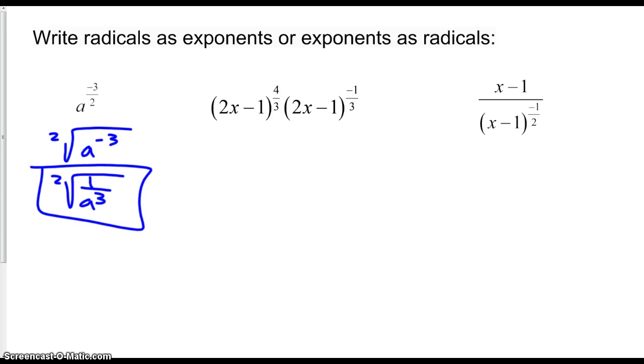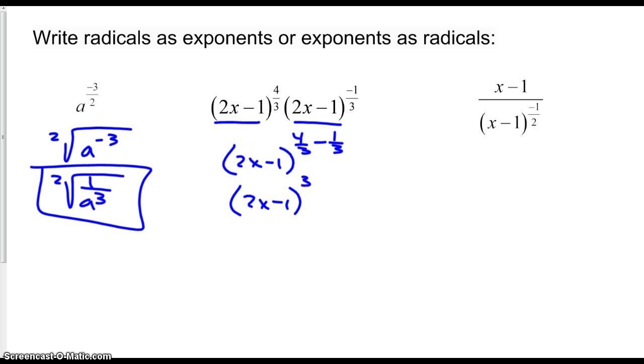Okay, what about this? We have 2x minus 1 to the 4/3 and 2x minus 1 to the negative 1/3. Well, since these bases are the same, I think I could take that and add the exponents, right? And so that's going to be 2x minus 1 to the 3/3, which is 2x minus 1 to the 1. So this whole thing just simplifies to 2x minus 1.